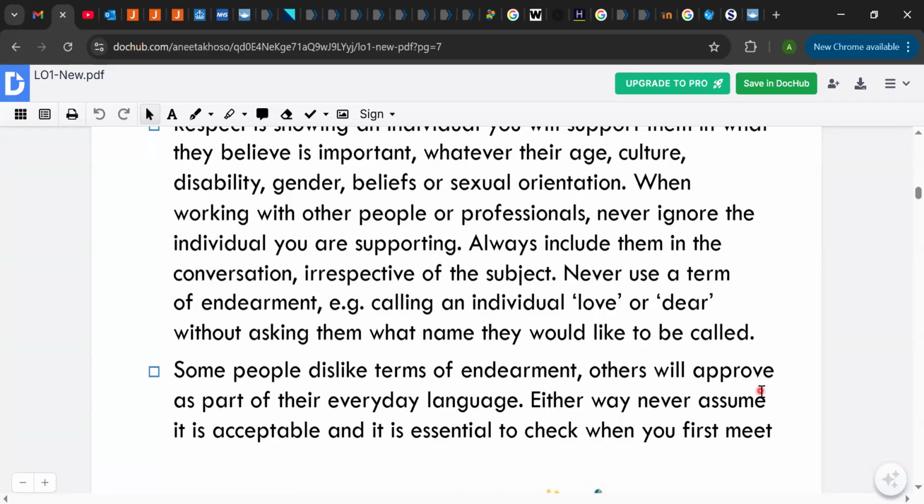Okay. That is professionalism. But that is also respecting the person for who they are, for what their likes and dislikes are. Some people dislike terms of endearment, others will approve as part of their everyday language, and they'll feel even better. If they're okay with it, you can ask them if they're okay with calling you by this name. Let's say there's a patient who's called Jessica, and I just call her Jess.